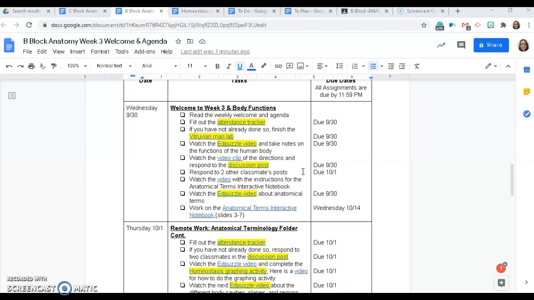And then there's the anatomical terms interactive notebook. There's a video with instructions for that. And then we start the terms for the anatomical interactive notebook, and then work on slides 3 through 7. This isn't due for another couple weeks, but don't wait till the last minute to get it done. There's quite a few assignments in there, and it will take you forever if you wait until the last minute to get it done.